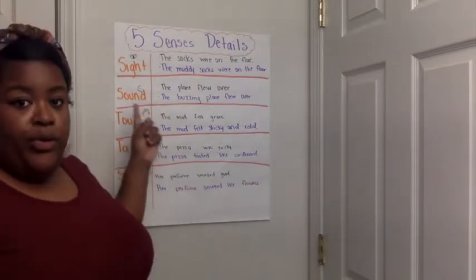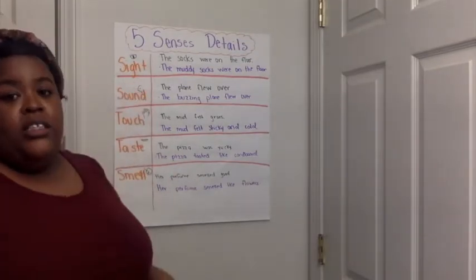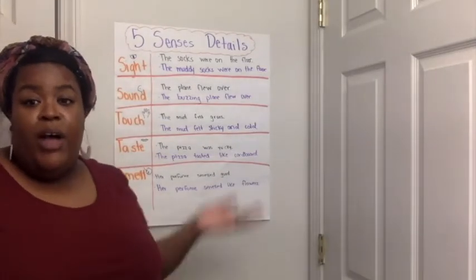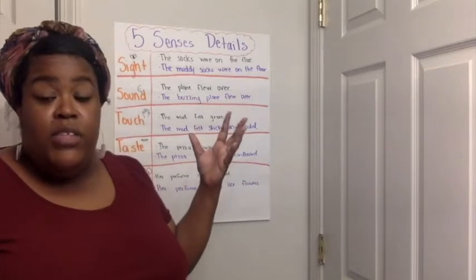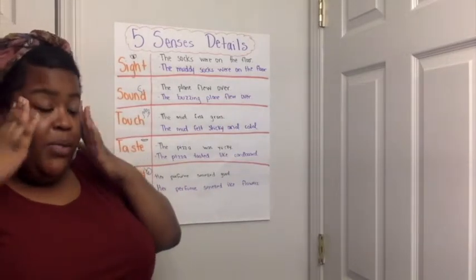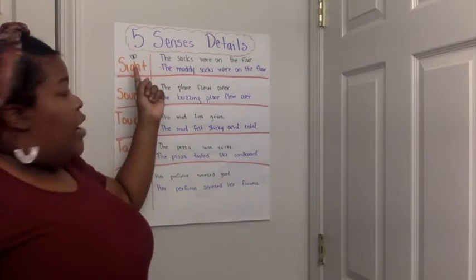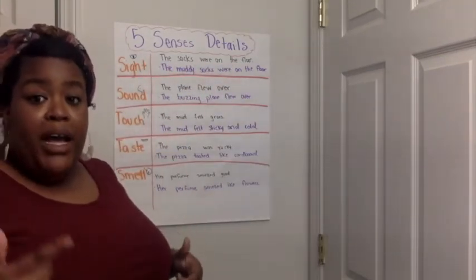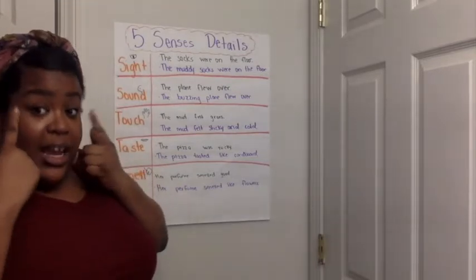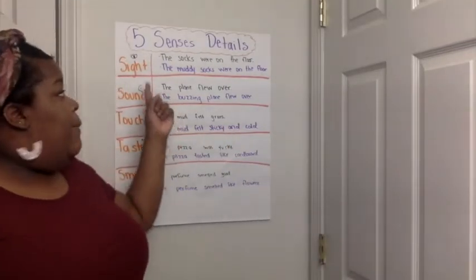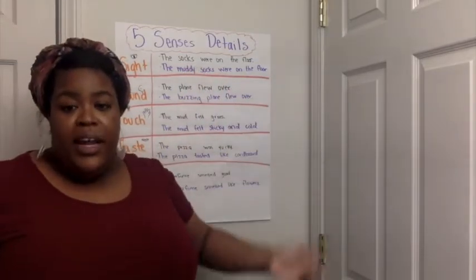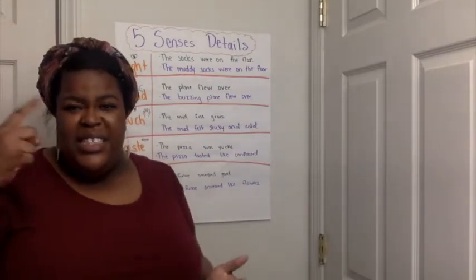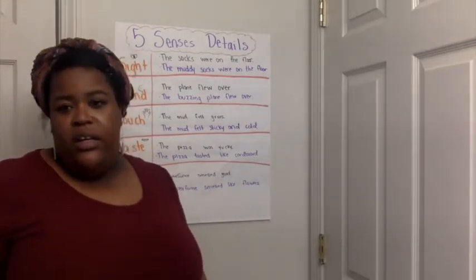So, for example, the first one says sight. So let's see how this writer decided to change their sentence to talk about what they could see, to have more detail so their reader could really see what was happening in their brain. So, they wrote the sentence, the socks were on the floor. That's a pretty good sentence, but look at how they use their sense of sight to add more. Here they said the muddy socks were on the floor. So now the reader knows that not only were the socks on the floor, they were muddy. So now they can see, oh, those socks have dirt on them and mud on them.